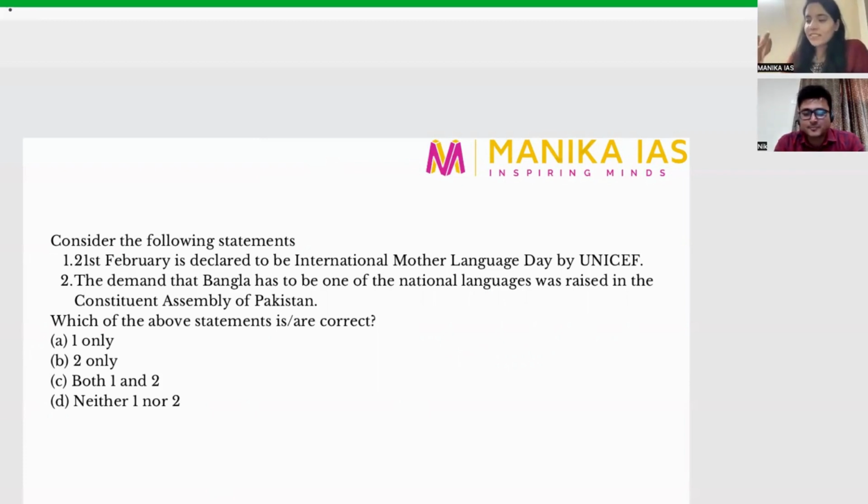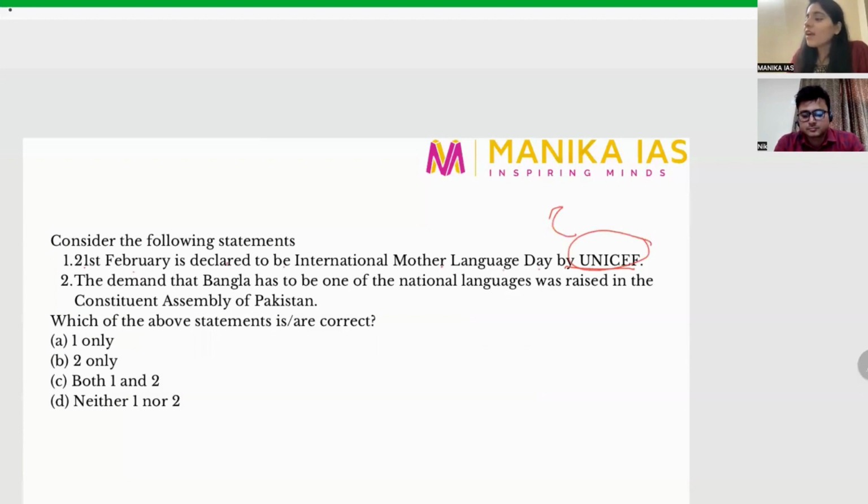So now see this question. Say you haven't read about International Mother Language Day. You don't even know that this day was declared. You haven't gone through this at all. Okay. So it says 21st February is declared to be International Mother Language Day by UNICEF. At least you know what UNICEF is. UNICEF is an organization which works for child development, children's welfare.